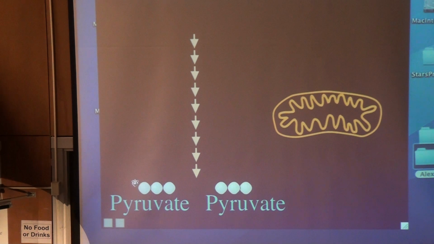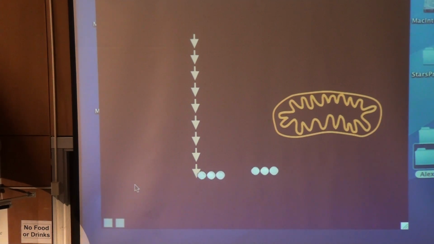Oh yeah, so what happens to those pyruvates? Well, there they are out in the cytoplasm. For the next step, which is the transition step, those pyruvates have to go to the mitochondria, and so that's where they're going to go after this. Goodbye, pyruvates.